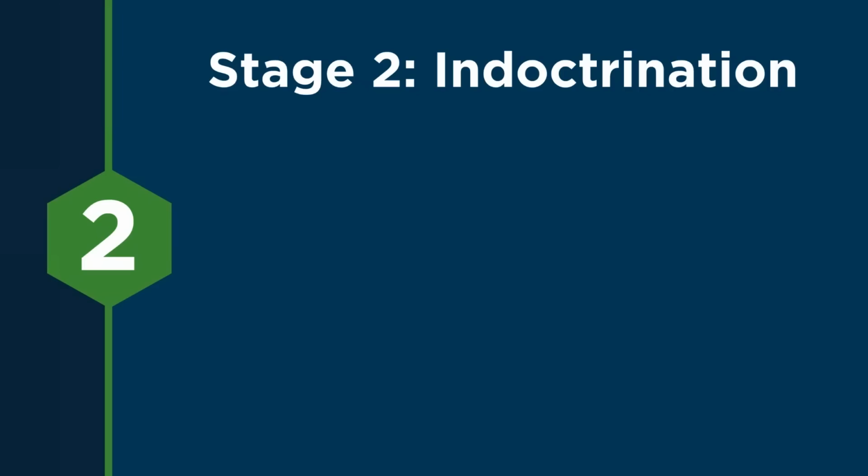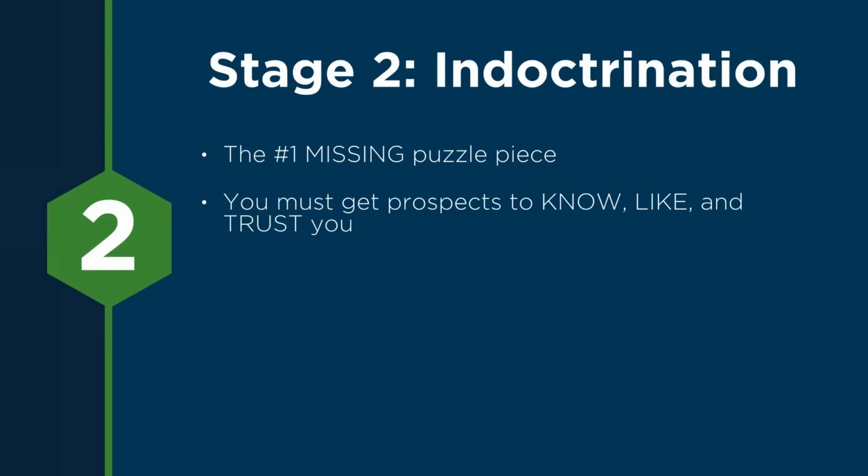Okay, stage 2. Like I said, this is the number one missing puzzle piece that I see in most people's businesses. Most people think they can capture leads and then sell people, right? And you can't always make that jump so fast. So you need to do some indoctrination. This is the process that helps people get to know, like, and trust you. And if they don't know, like, and trust you, they're not going to buy from you. So you want to make sure that you're doing some indoctrination.